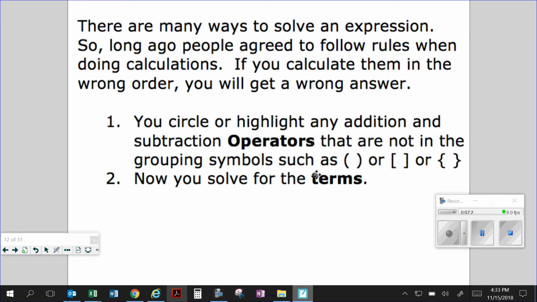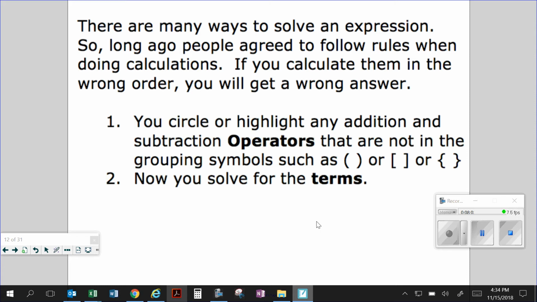The only thing I would like to say about PEMDAS is that it goes parentheses, then exponents, then multiplication and division, and then adding and subtracting. The last step in PEMDAS, or order of operations, is addition and subtraction. That's very important for the way we do order of operations at our school. You are going to circle or highlight any addition and subtraction operators that are not in any grouping symbols such as parentheses or brackets. Then you solve for the terms.